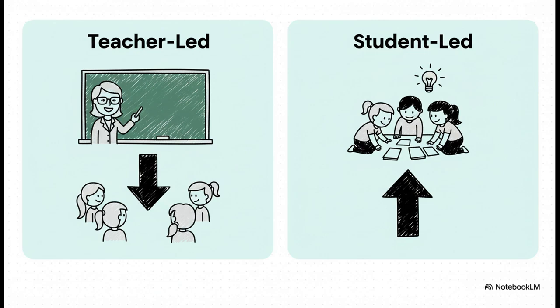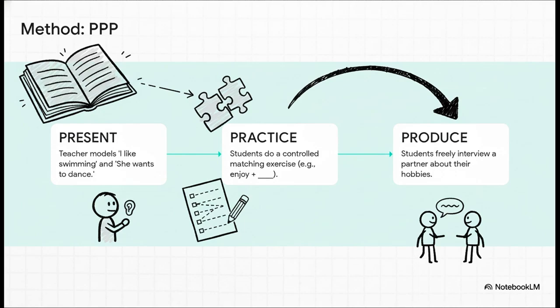Let's see how they actually work. First up, a total classic: presentation, practice, production, or PPP. It's the perfect example of a teacher-led method. First, the teacher presents the language. Then the students get some very controlled practice, like a worksheet. And finally, they get to produce the language more freely, maybe in a real conversation. It's a nice, clear path from the teacher having all the control to the student becoming independent.